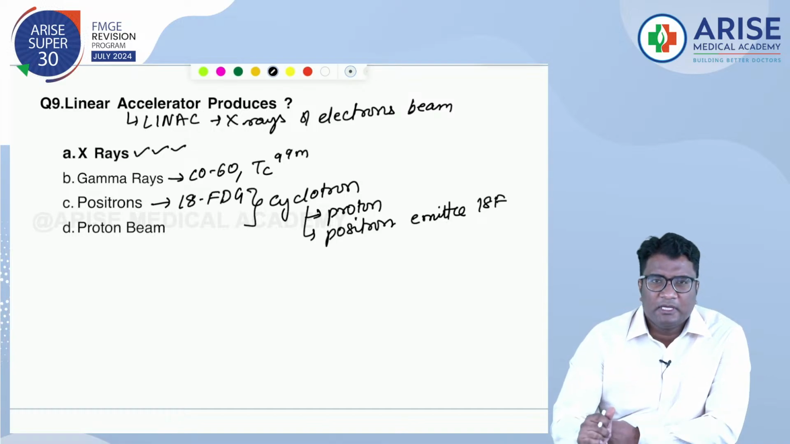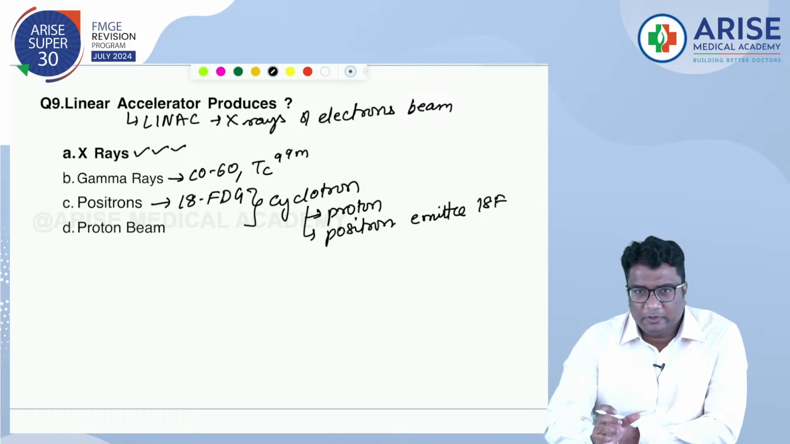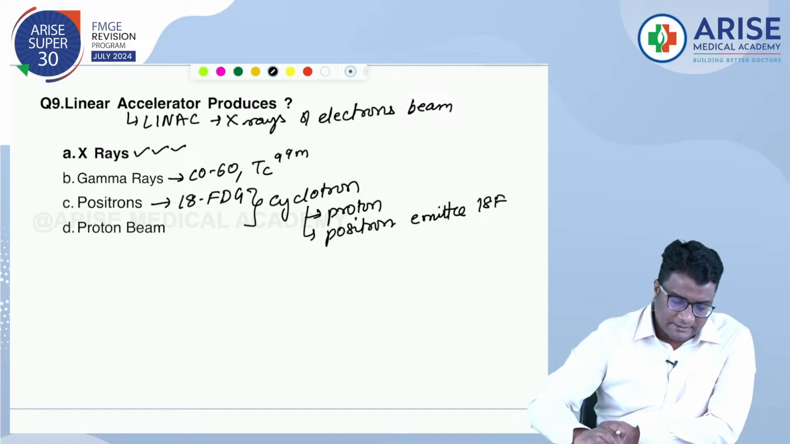So this is about the different components that are used in your radiotherapy. The LINAC is producing X-rays. Linear accelerator is LINAC. It produces X-rays. Gamma rays are produced by cobalt-60 and technetium-99m. Positrons and protons are produced by a particle accelerator called cyclotron. Next.